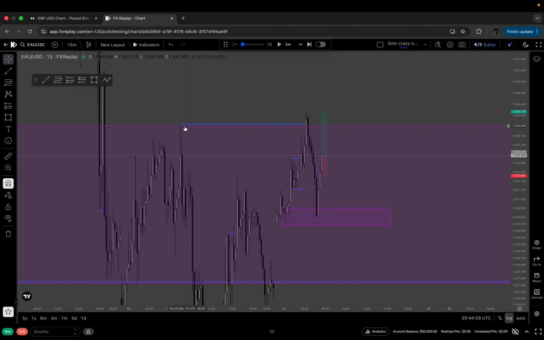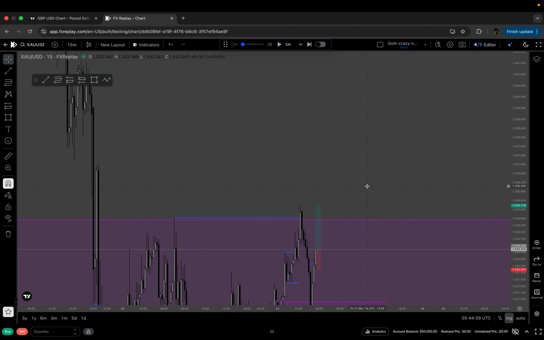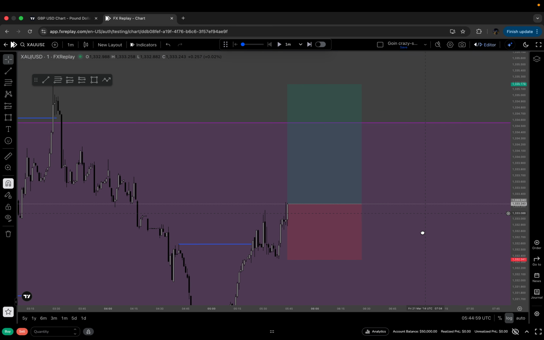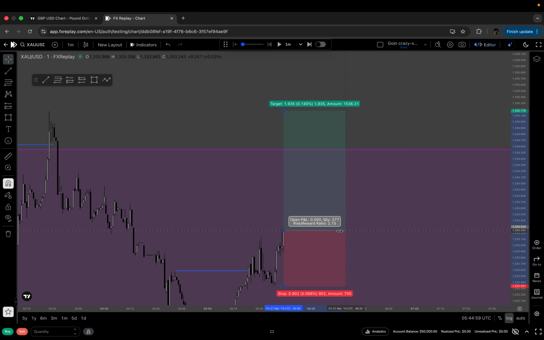And I feel like just because we swept these highs, we're actually starting to look to target these highs, which is the external draw. We get a nice reaction from this 15-minute zone here. Yeah, I'm happy to take this up to these external highs. Let's just see what happens.